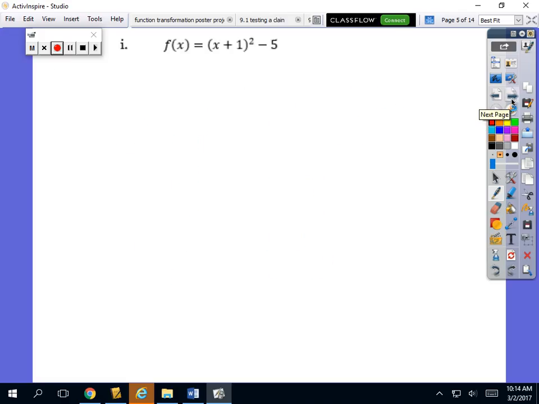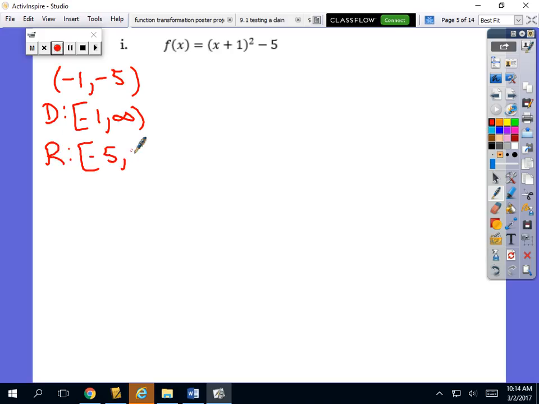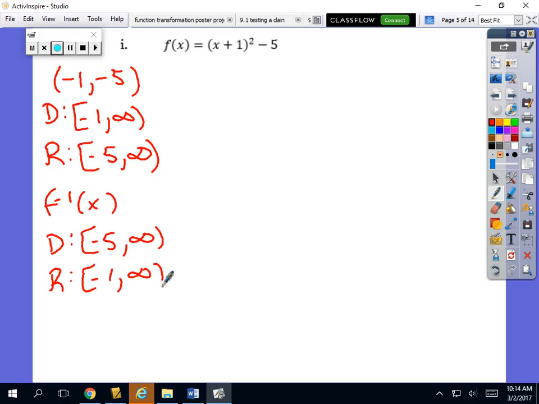This one I needed to find the domain and range, the inverse, the domain and range of the inverse, and graph the function. So the domain and range is going to come from your vertex, which is -1, -5. So the domain of the function is going to be -1 to infinity, and the range is going to be -5 to infinity. And I know when I do the inverse, the domain and range are just going to switch. So the domain is going to be -5 to infinity, and the range is going to be -1 to infinity. The domain and range of the inverse are the range and domain of the function.